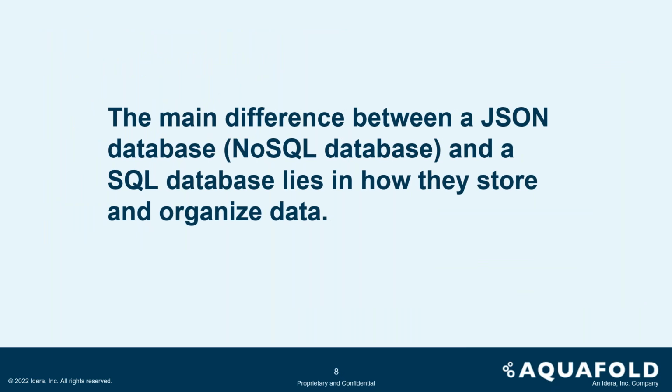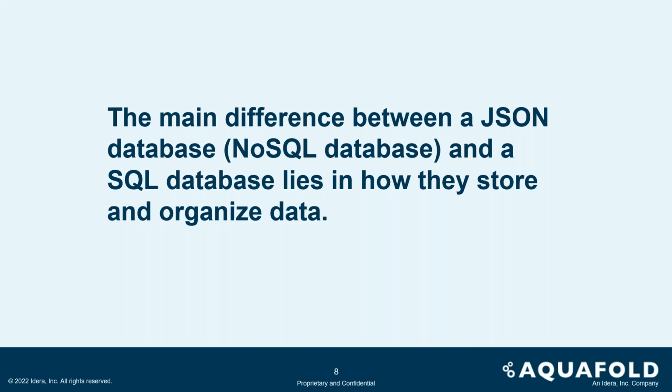So, what are the main differences between JSON database, a NoSQL database, and SQL databases? And that basically is how the data is stored and organized. So in a JSON database or a NoSQL database, data is typically stored in a very flexible, schema-less format, often using JSON or JavaScript Object Notation documents. Each document can have its own structure, and there's no need to define a fixed schema beforehand.